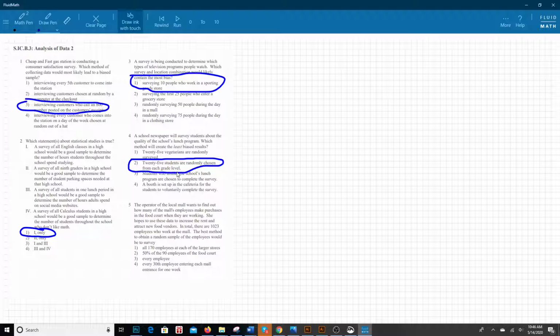A random sample. All 170 employees at each of the larger stores? No, that's not very random. 50% of the 90 employees at the food court? No. Every employee? You want a random sample, so every employee is not really random, it's literally everybody. Or 4, every 30th employee entering each mall entrance for 1 week. So we're looking at 4 as being the answer.